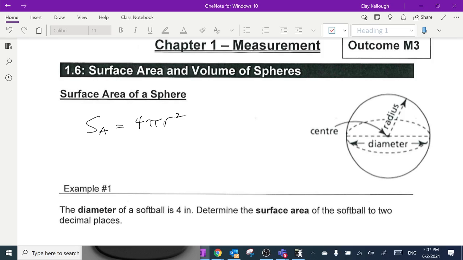And again, I've got some links on the blog to some videos that actually demonstrate how that's provable, which is pretty cool. But for right now, as a grade 10 student, you don't have to know how that's provable. You just have to be able to work with this as a formula. So there it is. Surface area is 4 times pi times radius squared.